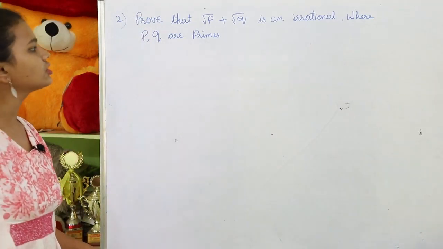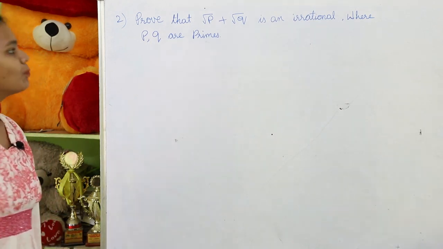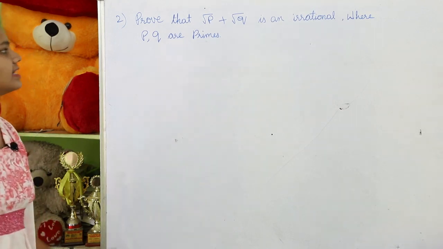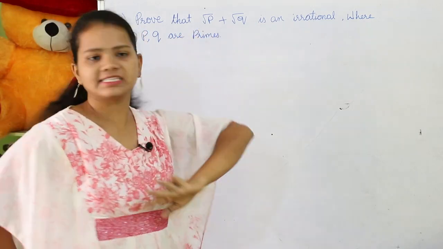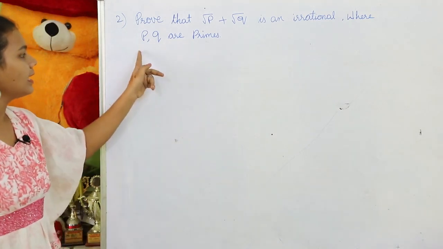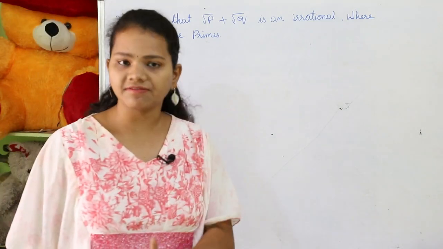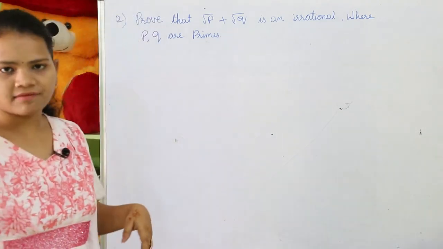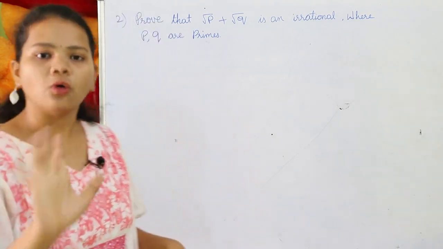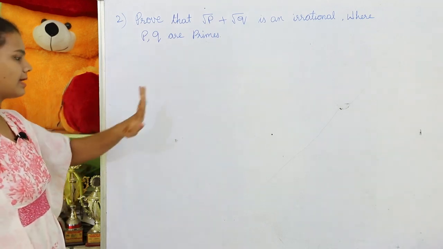Prove that root p plus root q is irrational where p, q are primes. So here they have given root P plus root Q is an irrational number, and they asked to prove that root P plus root Q is an irrational number where P, Q are prime numbers. Prime numbers are numbers that have no factors other than 1. 1 is the only factor that they have. So here P, Q are prime numbers they have given.